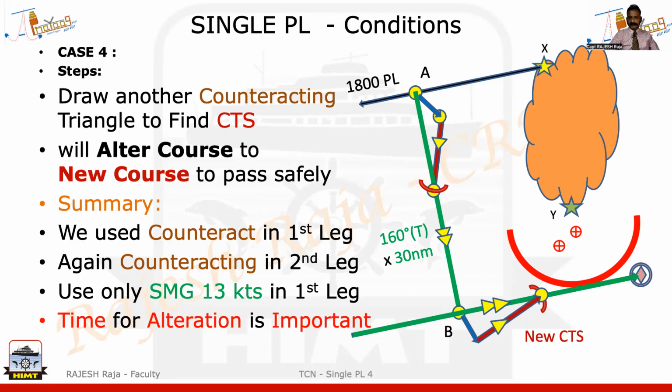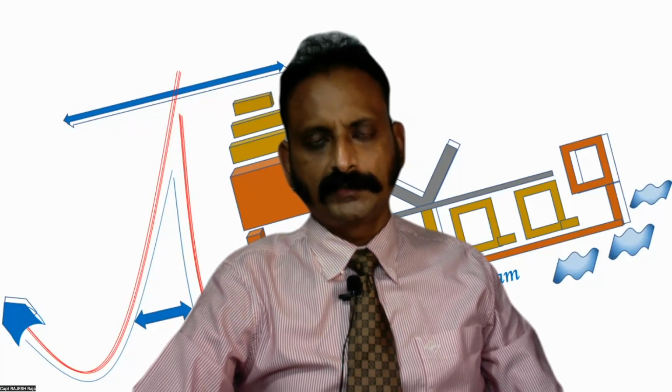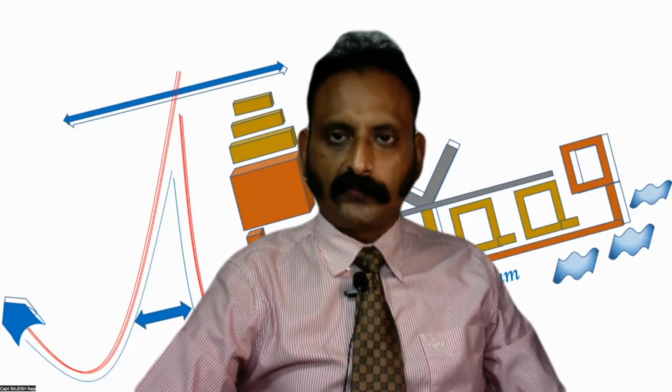So this is case number 4. A quick recap on case number 4. Here again, I was not given the initial CTS, so I had drawn a counteracting method on the first leg also. I did not know the second CTS, which is a very normal thing for all the cases. If you see, we are not given the CTS for the second leg at all. So our job in the single PL method is always finding the second leg CTS. So again, I did a counteracting method. So that gives us case number 4.